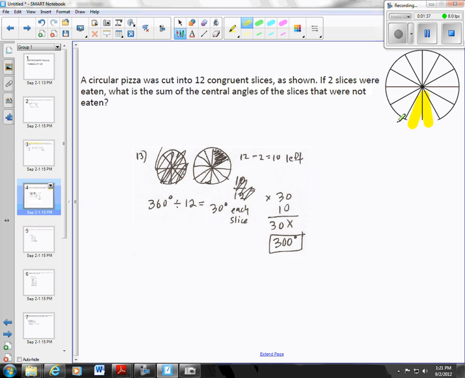Now what you first want to do is figure out what one slice is. Well, the sum of the angles of a circle is 360 degrees. That's a full circle. Now, if there's 12 pieces, you divide by 12, so each piece is 30. If each piece is 30 and we want to know how much is left, 30 was eaten, 30 was eaten, so 60 was eaten, so that means 300 degrees is left over.